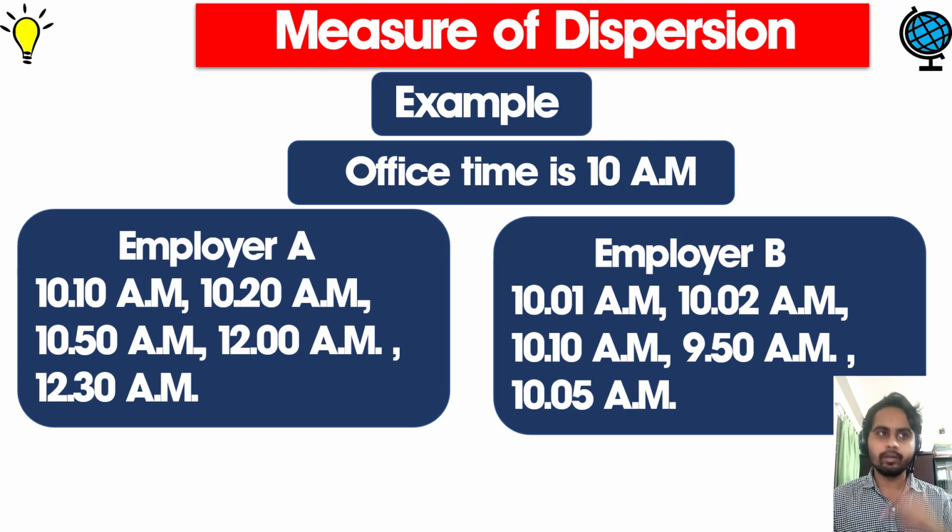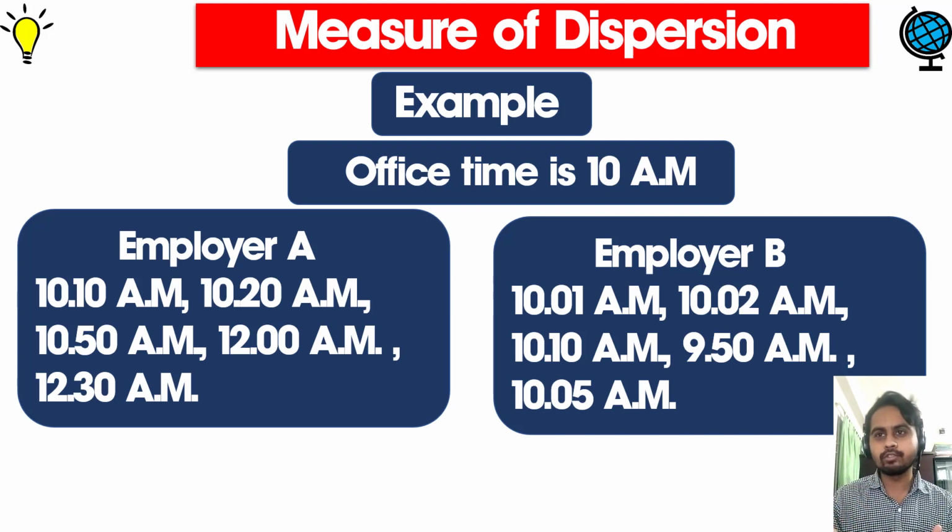So for one employee, you collected the data from the previous 5 days. On the first day, he comes around 10 a.m., then 10:20 a.m., then 10:50 a.m., then 12 p.m., and 12:30. So you can see that every data value has a very large distance from all the other values.